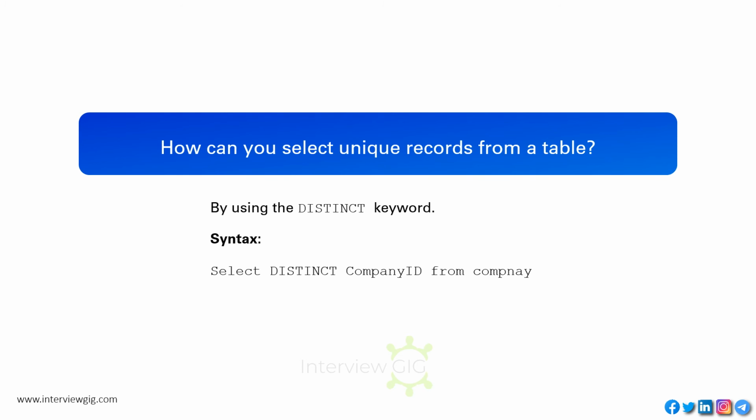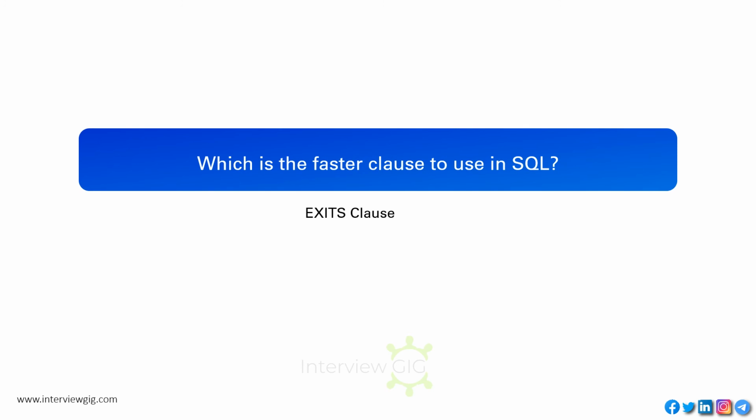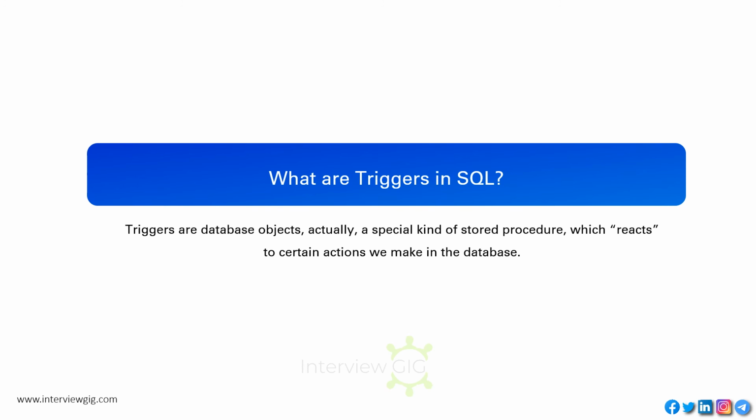How can you select unique records from a table? By using the DISTINCT keyword. Syntax: SELECT DISTINCT company_ID FROM company. How to create empty tables with the same structure as another table? To create empty tables, use the INTO operator. Which is the faster clause to use in SQL? EXISTS clause.